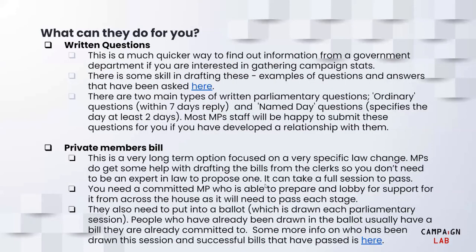They can also do something called written questions, which is incredibly helpful if you're trying to find out information from the government. If you want campaign stats, or you've noticed some gaps in government data that you really want to get to, you can ask a friendly MP to draft a question and they get an expedited reply. So it's kind of like an FOI, but stronger.